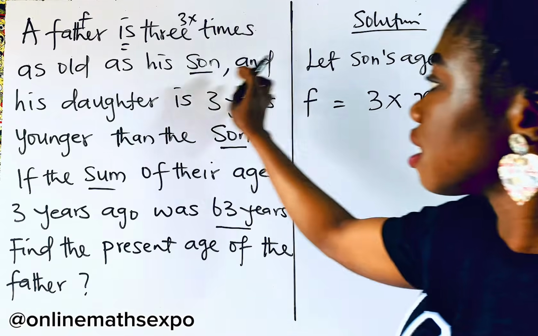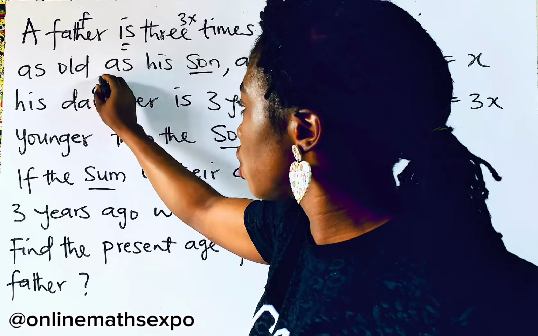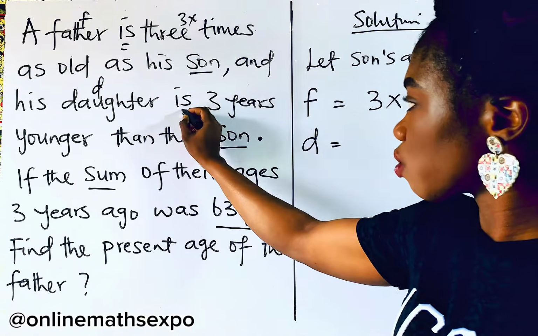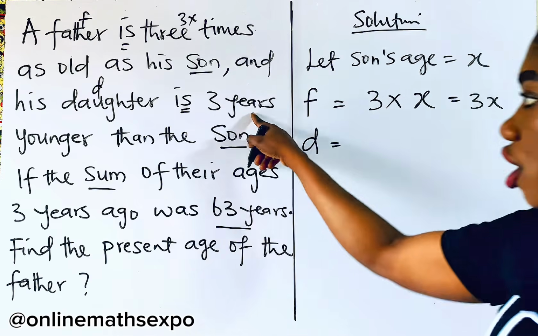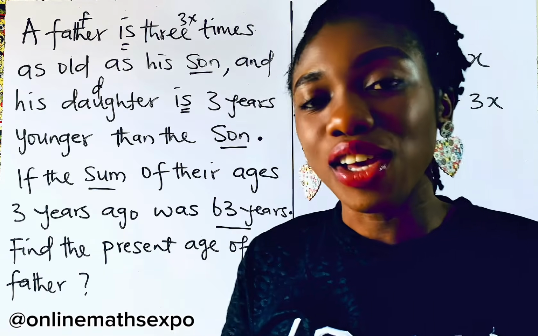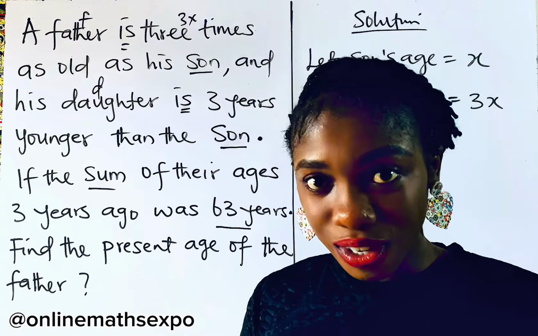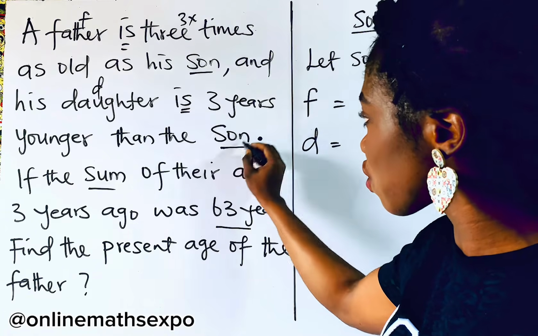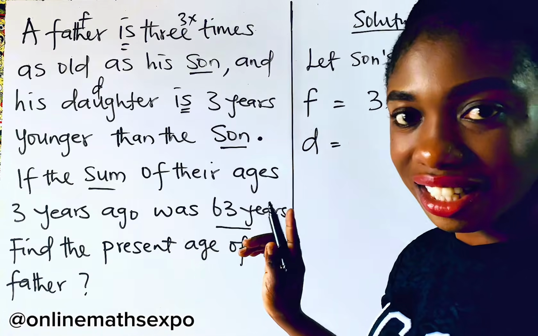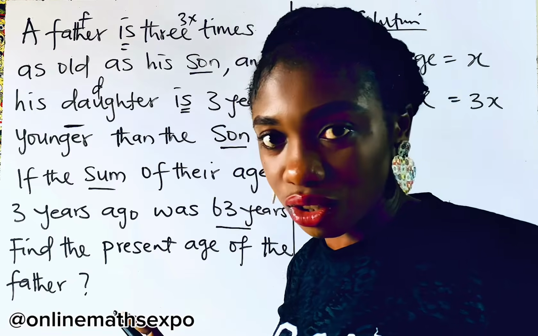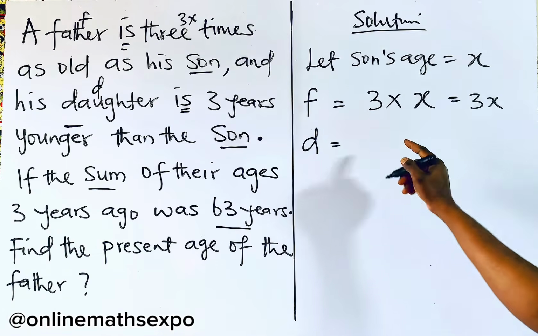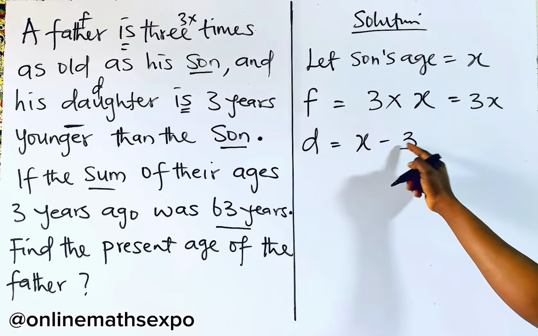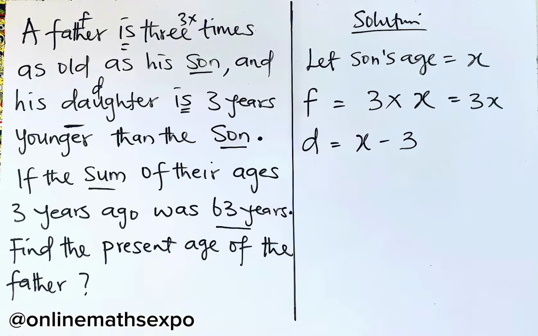Now we are also told his daughter, so we can use D for the daughter. Daughter is equal to 3 years younger. When you hear younger, younger means subtract. So when you hear 3 years younger than the son, it means the son minus 3. Younger will always take a subtraction sign. So 3 years younger is going to be the son's age, which is x, then take away 3 from it. It gives you the age of the daughter.